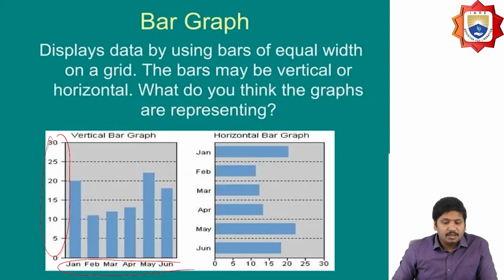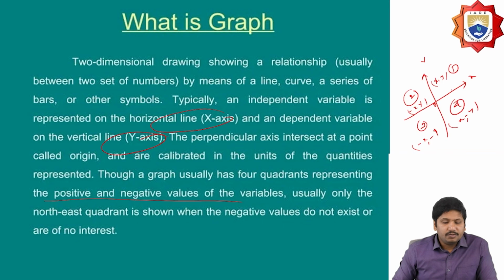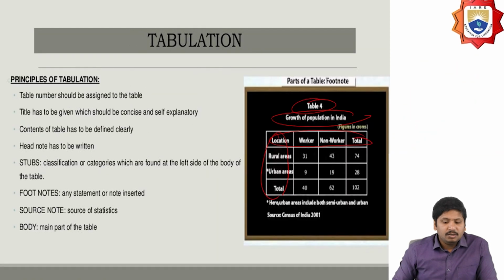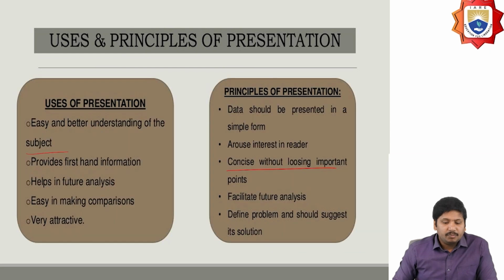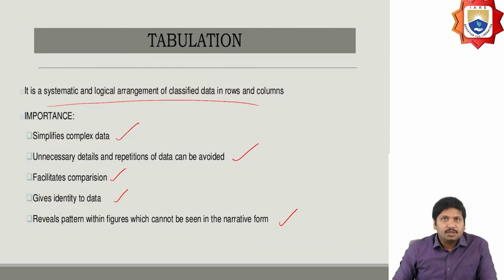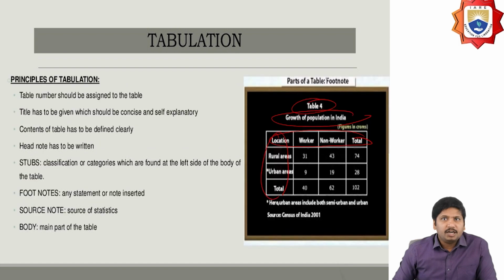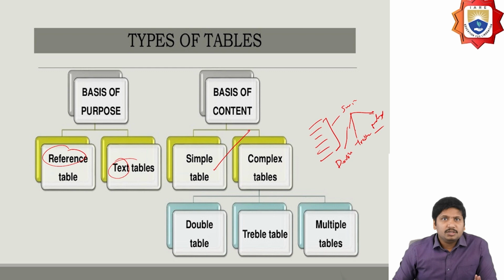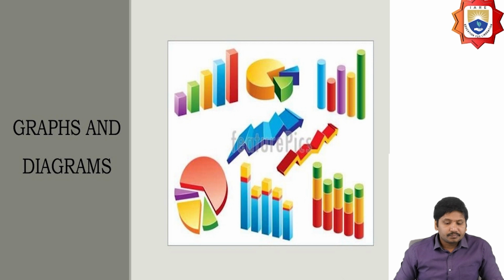In this video, I discussed the different types of tables for presentation. Tabulation is of different types: principles of tabulation, precautions and types of tables. Based on purpose and content, we can define the tables. Based on purpose, it is a reference table or a text table. Based on content, it is simple or complex.